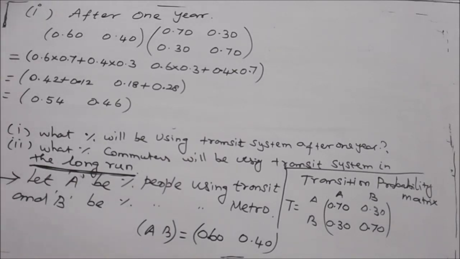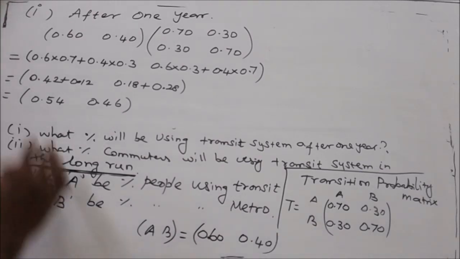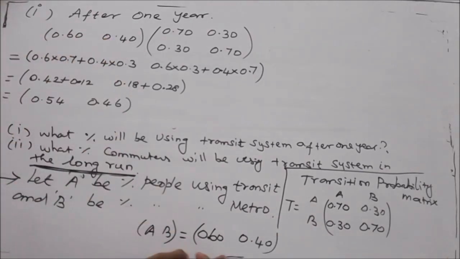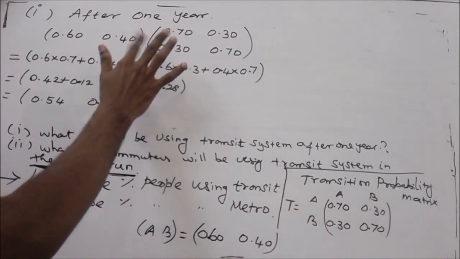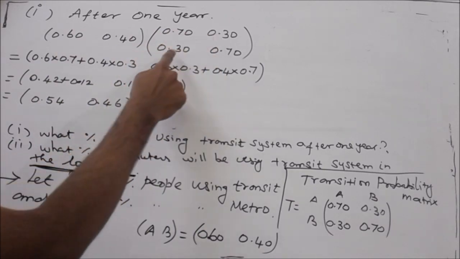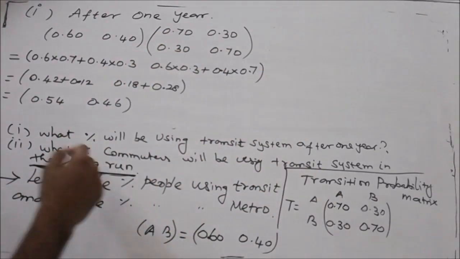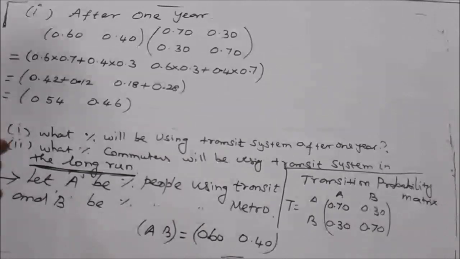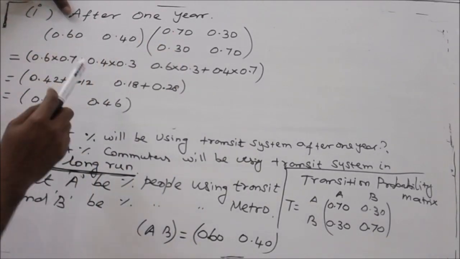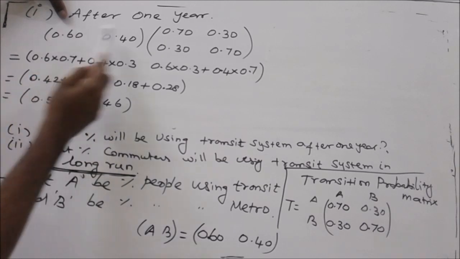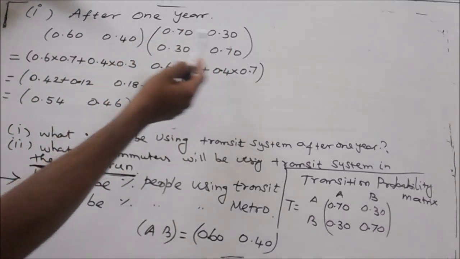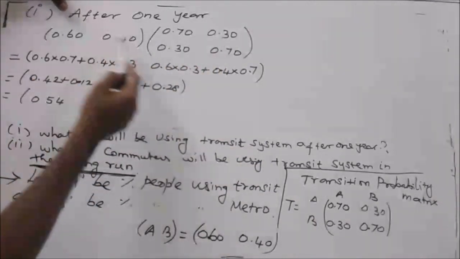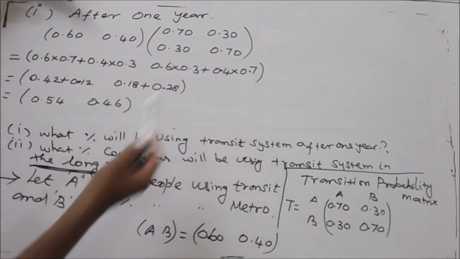After 1 year, multiplying this distribution function 0.60, 0.40 with the transition probability matrix 0.70, 0.30, 0.30, 0.70. Multiplying these two matrices, we get it like the previous sum. This is very easy to calculate. 0.6 into 0.7 plus 0.4 into 0.3. Then we move to the next column. 0.6 into 0.3 plus 0.4 into 0.7.